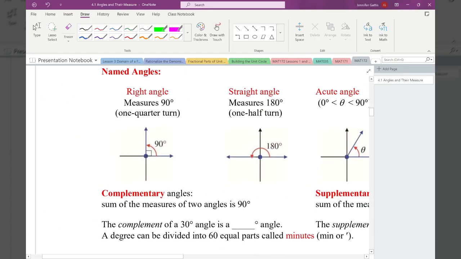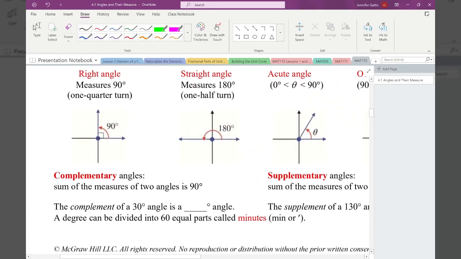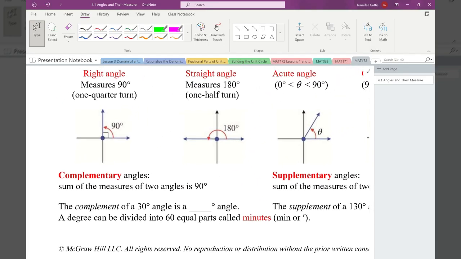Now, complementary angles, okay? Whenever you think of complementary, I want you to think of the word corner. And what angle makes a corner? A 90-degree angle makes a corner.